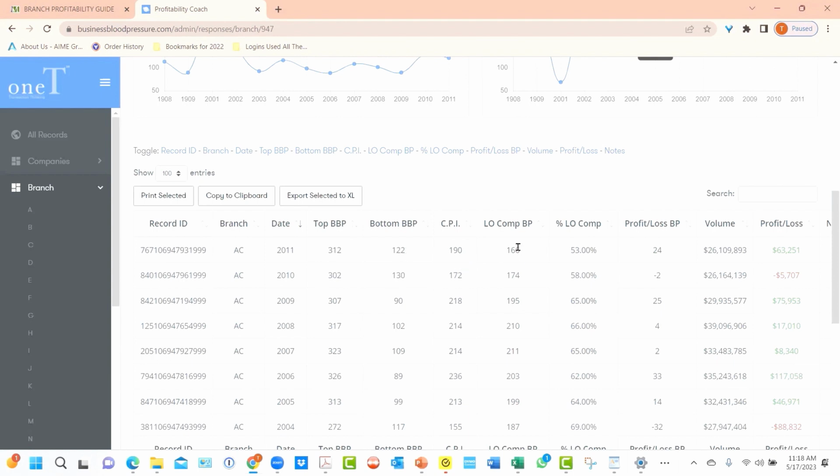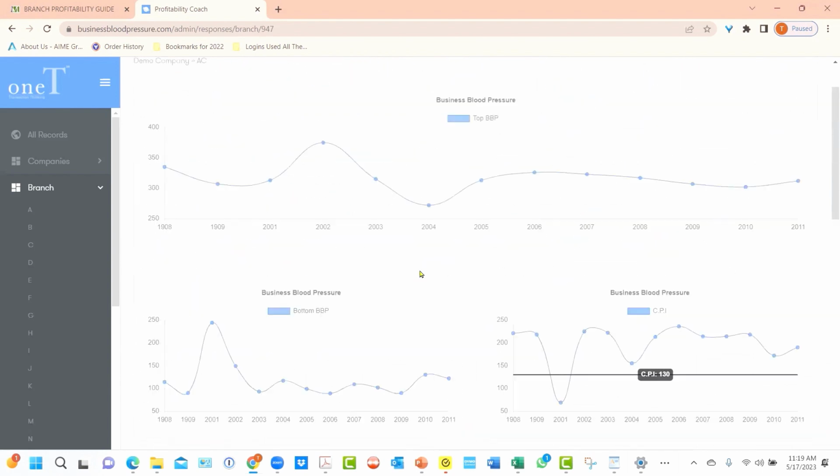190, 166. The comp is in line with what's there. It's about 40. This is 53%. It's 58%. Might be a tad high, but you can still look here. I can pay out 53% of the revenue and still make money as long as the others are in line. Now I want to show you something at the top.